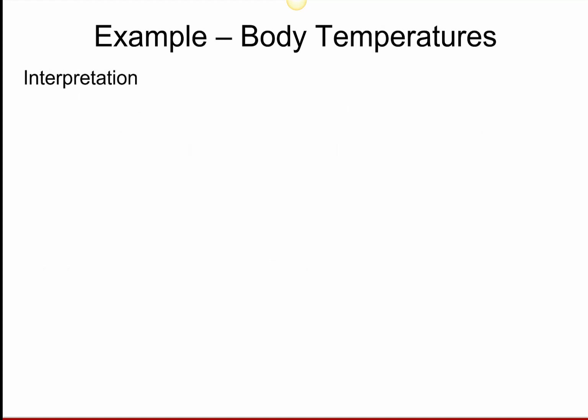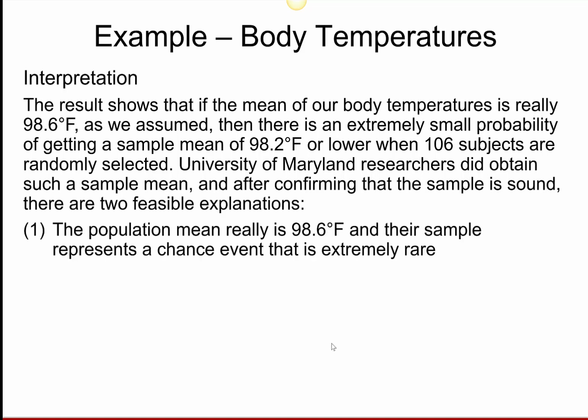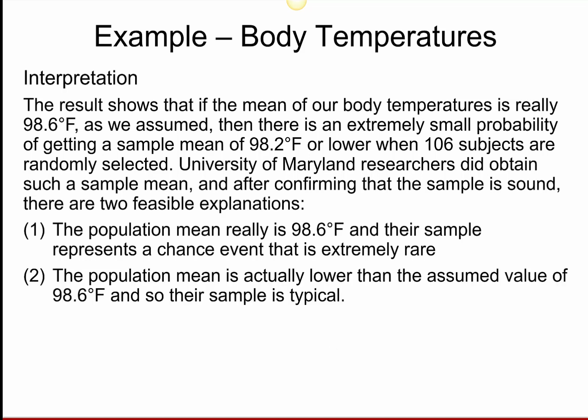The results say that if the mean of our body temperatures is really 98.6, as we assume, then there's an extremely small probability of getting a sample mean of 98.2 or lower when 106 subjects are selected. The researchers did obtain such a mean, and after confirming the sample was sound, there are two possibilities. Either the population mean really is 98.6 and their sample represents a chance event that is very rare, or perhaps the assumption of the population mean being 98.6 is incorrect and the population mean is actually lower.